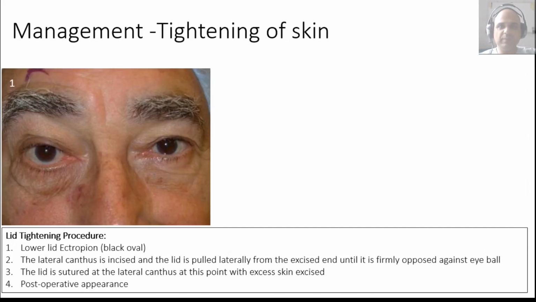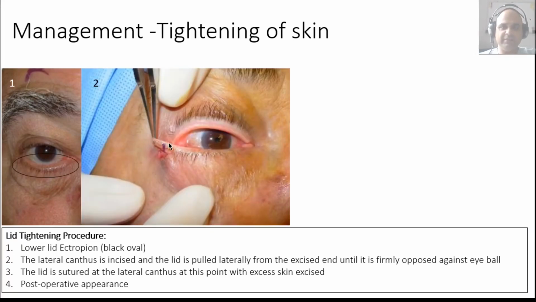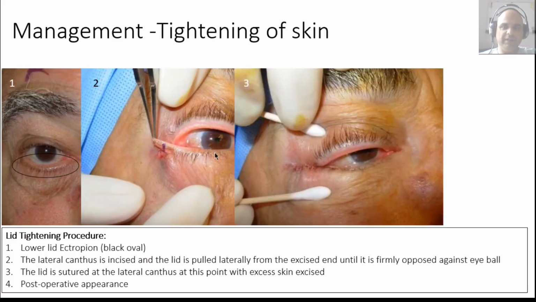So let's talk about skin tightening. This individual has a very mild ectropion of the right lower lid. The eye is marked properly. What we do first is excise the lateral canthus and pull the lid. This is obviously done under local anesthesia. We pull it until the lower lid is firmly opposed to the eyeball, and then we apply stitches and cut the excess skin off.